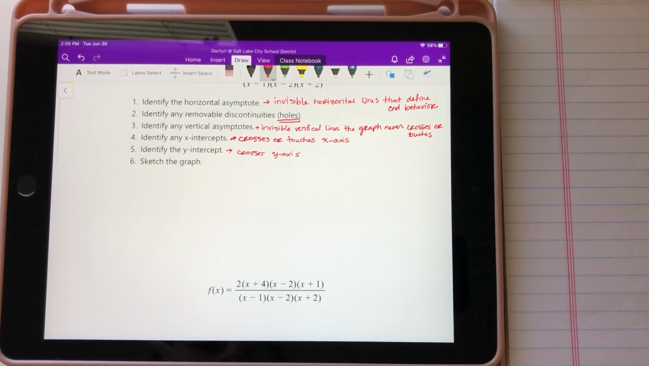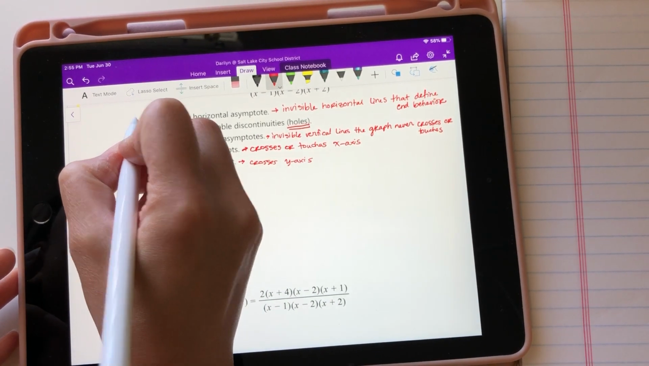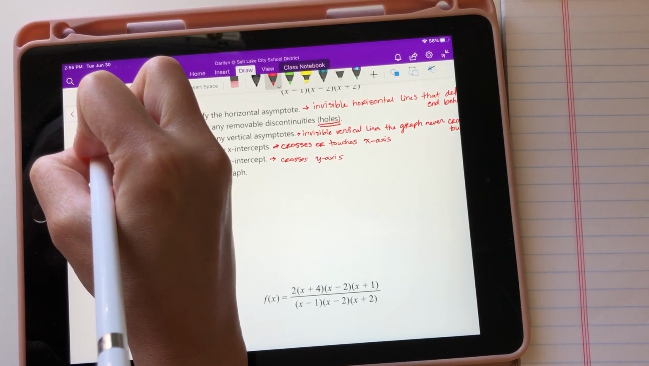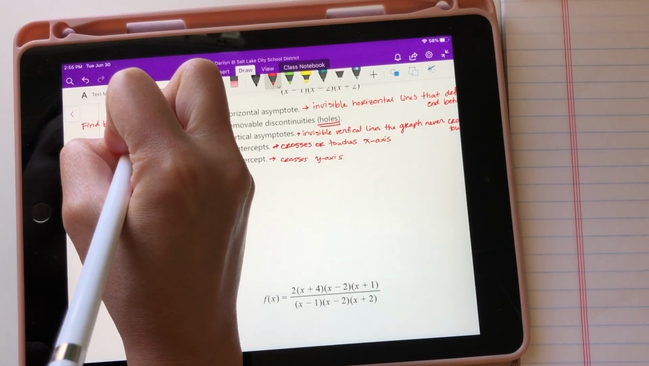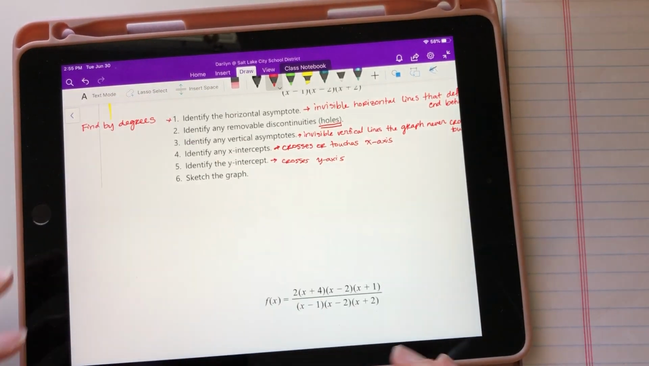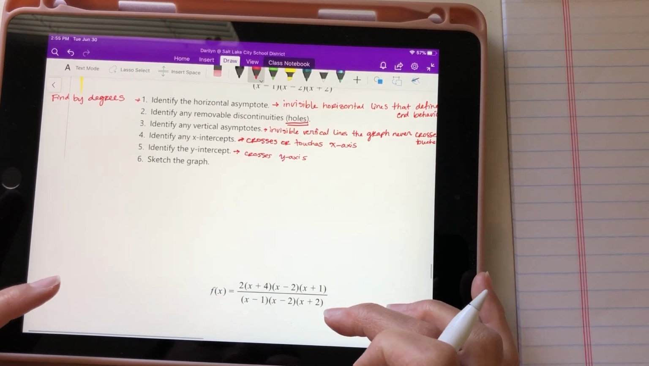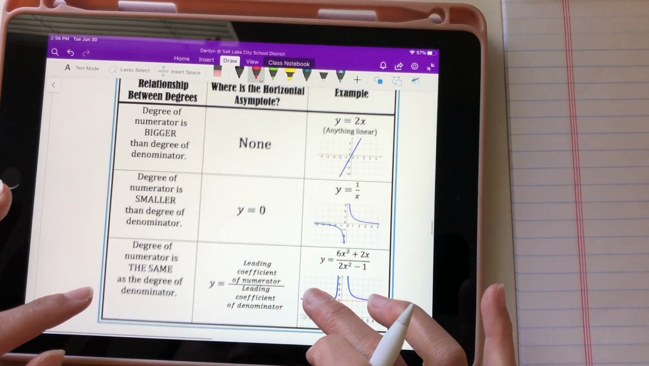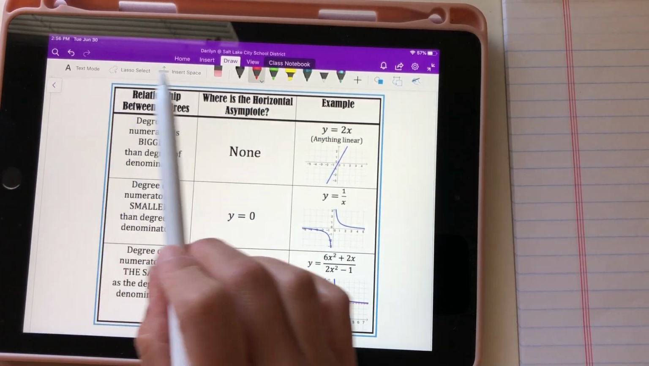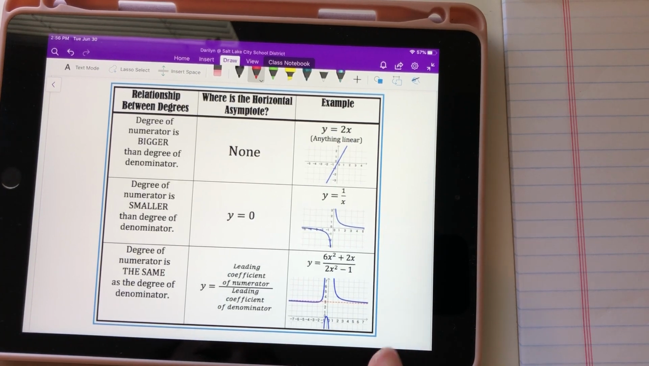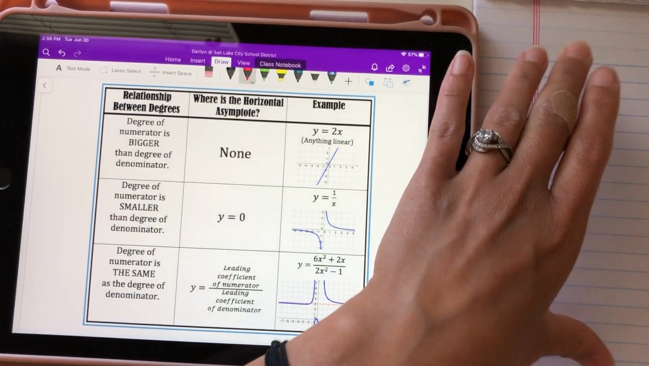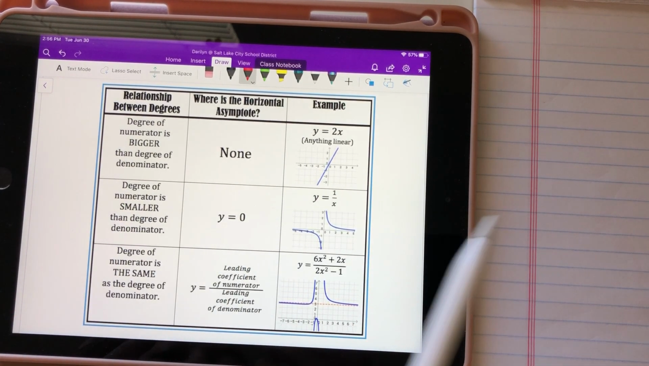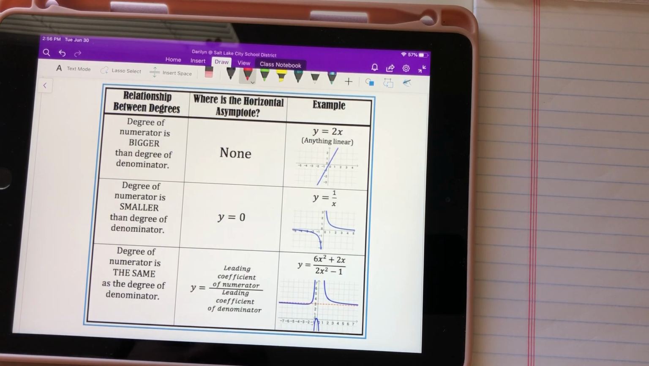So the horizontal asymptote, how to find it is by using the degree. You want the degree of the top, which is the numerator, and the degree of the bottom, which is the denominator. Now, if we were in class, I would hand this out to you guys. So I recommend, if you can, print this or just write this out onto your notes. Basically, the degrees help us define where the horizontal asymptote in this graph is going to be.